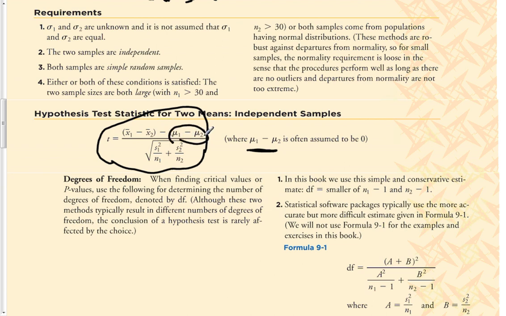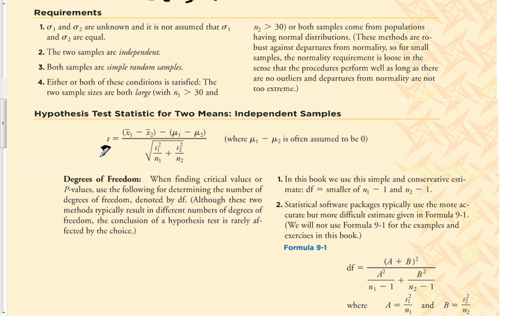So let's go ahead and look at the degrees of freedom down here. Now, degrees of freedom, remember, whenever we use the t-test statistic, we have to use a number of degrees of freedom. When finding critical values or p-values, use the following for determining the number of degrees of freedom, denoted df. Although these two methods typically result in different numbers of degrees of freedom, the conclusion of a hypothesis test is rarely affected by this choice.